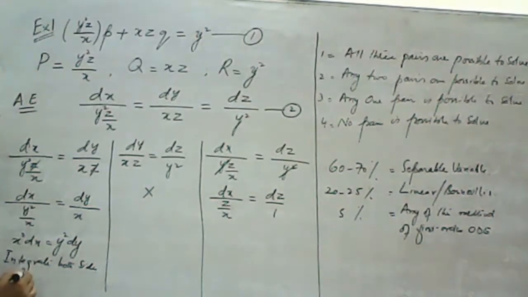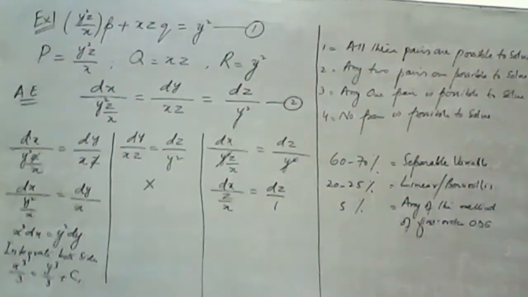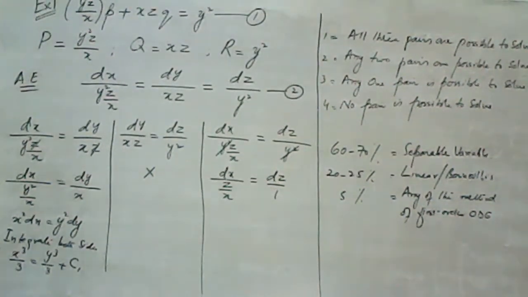So this will become x cube upon 3 equal to y cube upon 3 plus c1, a constant number 1. Why do we write c1? Because we will solve another pair and then we will have a c2. So then you write x cube upon 3 minus y cube upon 3 equal to c1.